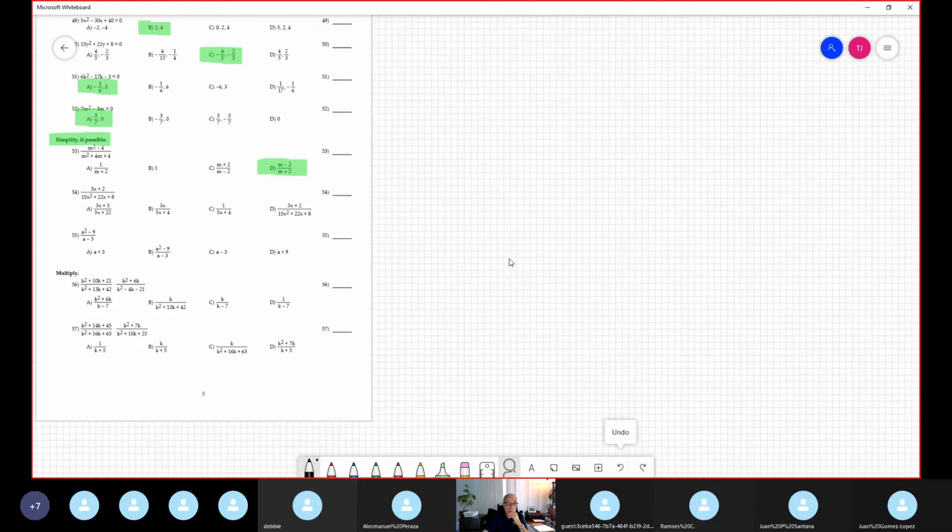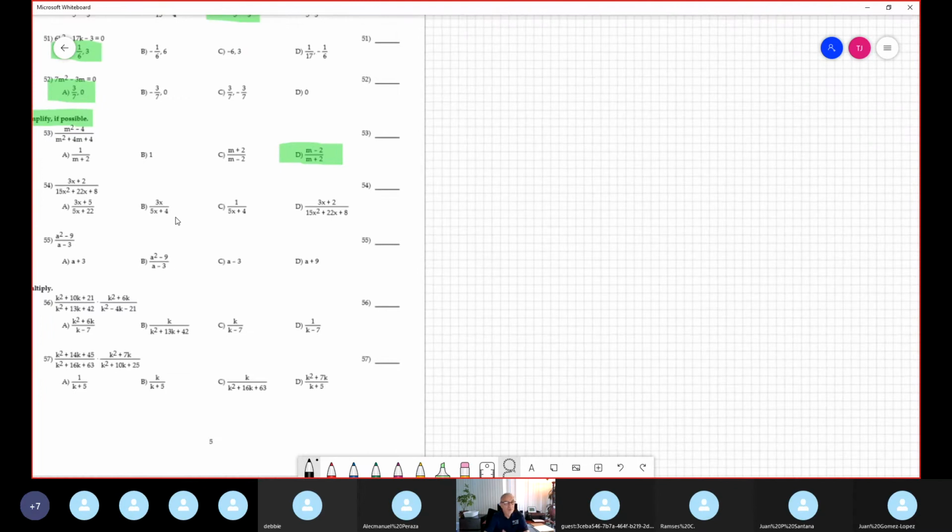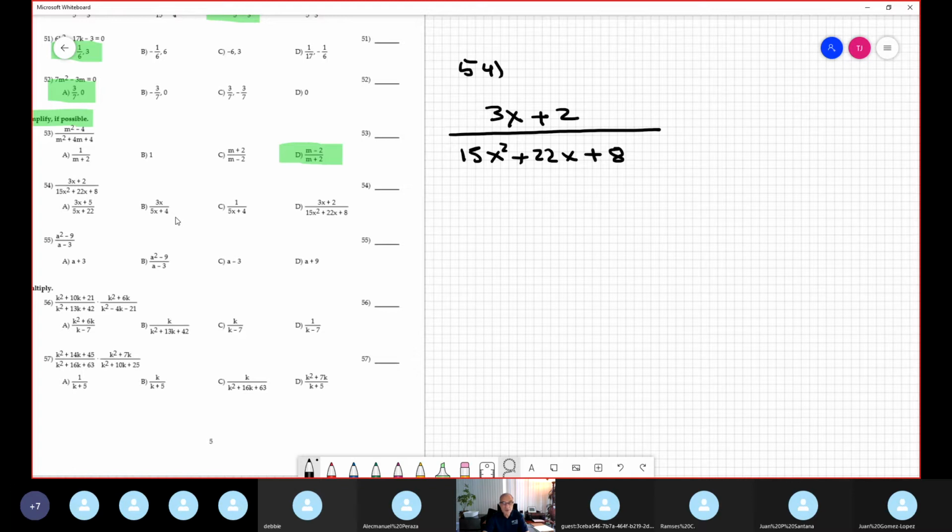This is the theoretical part behind this. Okay, let's move on to problem 54. It's similar: simplify the expression 3x plus 2 divided by 15x squared plus 22x plus 8. In the top part we cannot do anything, because this binomial is prime. We cannot break it down.